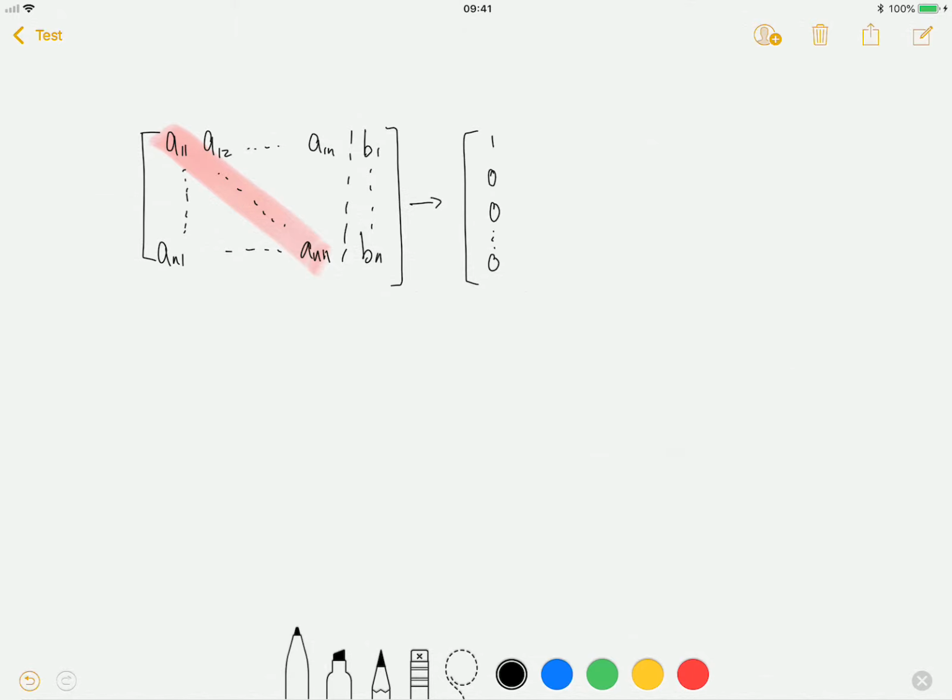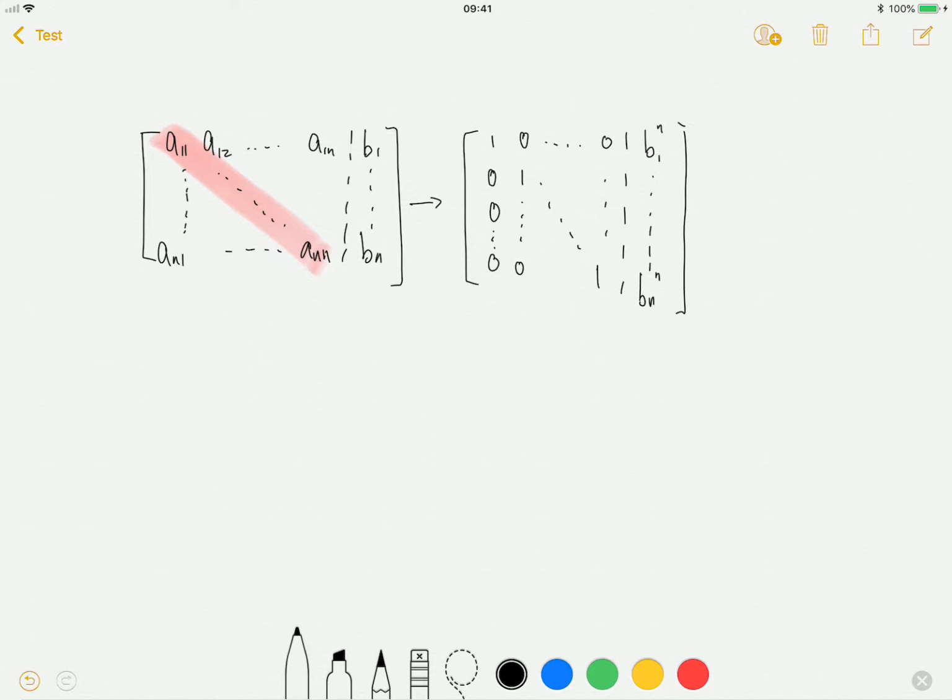This is done similarly for the element A22, normalized and removed from all the other equations. And we carry on in this method until the nth pivot is eliminated. And you can see quite clearly that we are left with the identity matrix. So B1 has n operations done to it. Bn has n operations done to it.